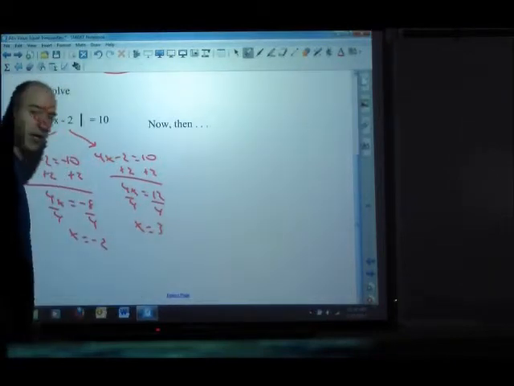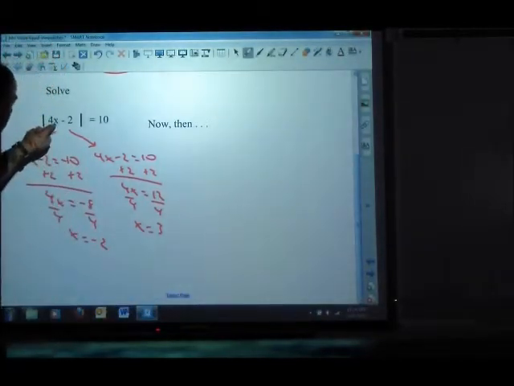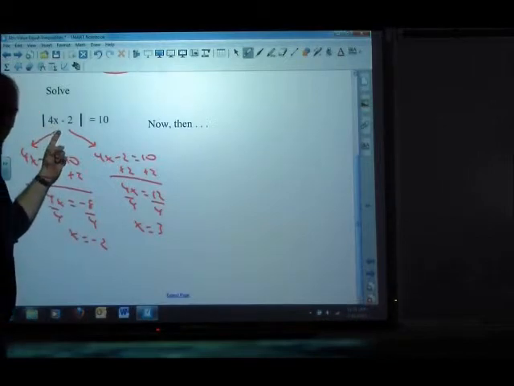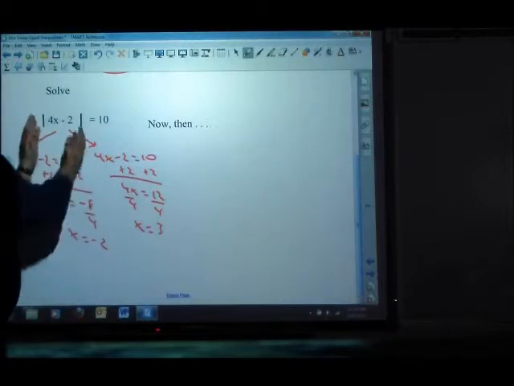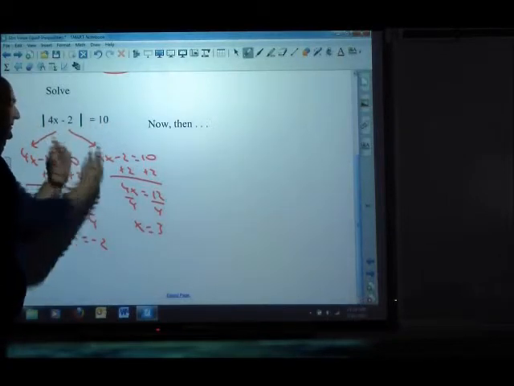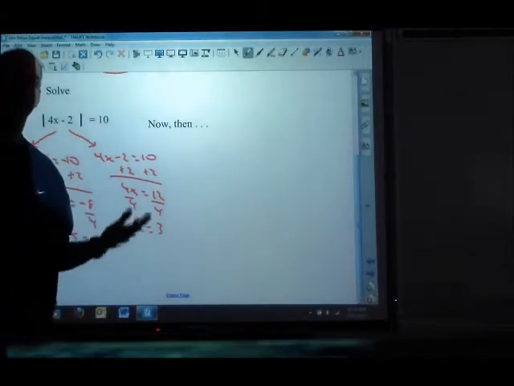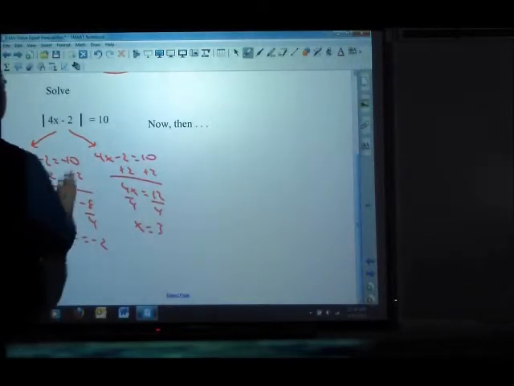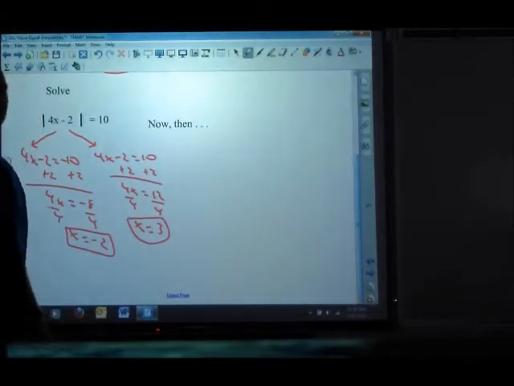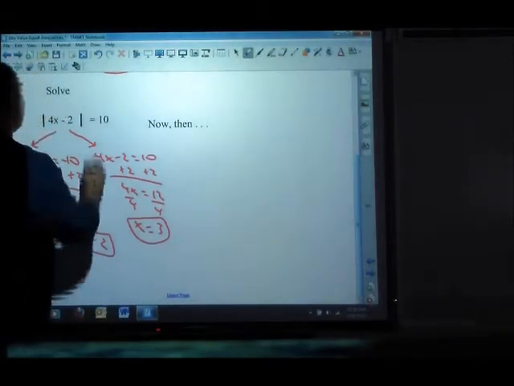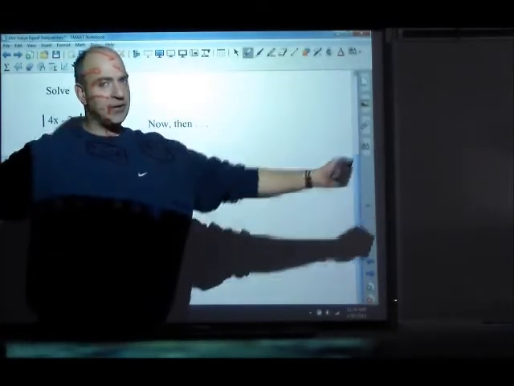X equals 3. Now, you can always check answers to equations. If I put -2 into my absolute value, 4 times -2 is -8. Take away 2 from that and you get -10, which when you take the absolute value returns 10. So that's correct. If you put 3 in there, 4 times 3 is 12, take away 2 is 10, and the absolute value of 10 is 10. So I've satisfied the situation and I've got 2 separate answers. That's what you have to remember: if I'm a distance away from 0, I can be on the left side of 0 or the right side of 0.